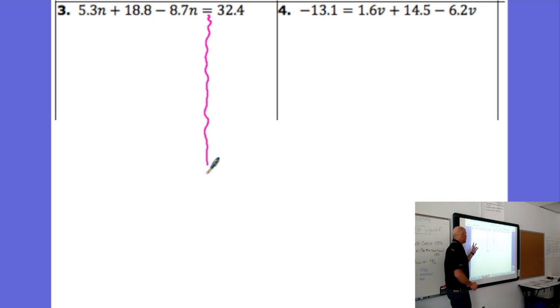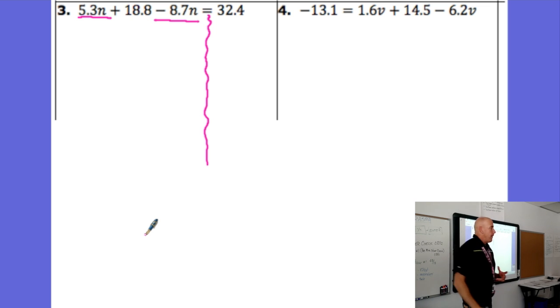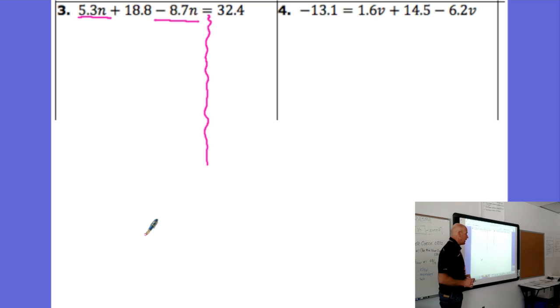So, what are the like terms on the left-hand side? 5.3n and negative 8.7n. I don't underline this just so it'll look nice. I expect you to underline it because it helps you be organized. Everybody that was missing these problems, they weren't underlining, they weren't organizing. They weren't putting their little vertical line to help them distinguish between left side and right side.